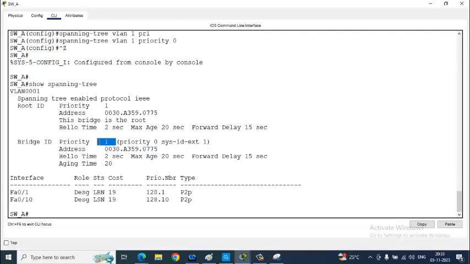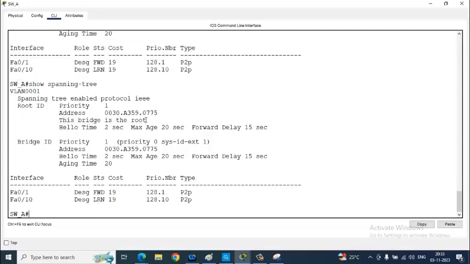Now let's go to the other switch. What do we expect from here? According to this diagram, port 13 should be in blocking. Let's go. Show spanning-tree. Port 13 is in blocking. That's it.